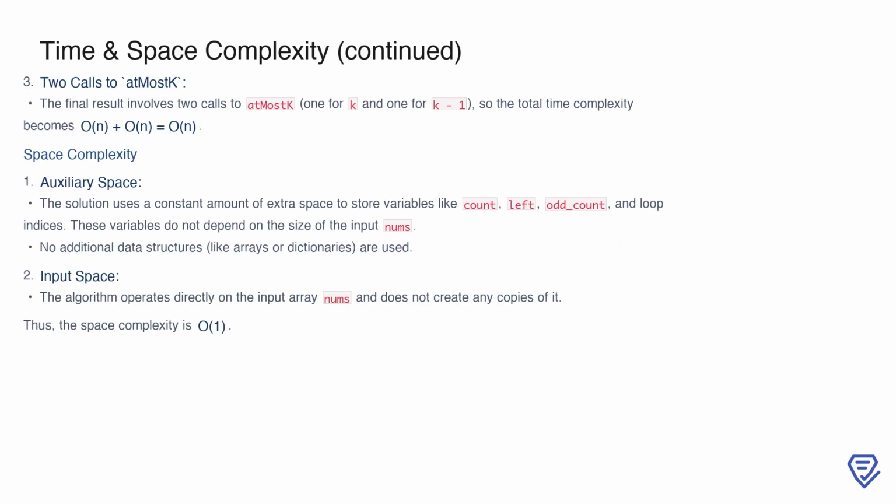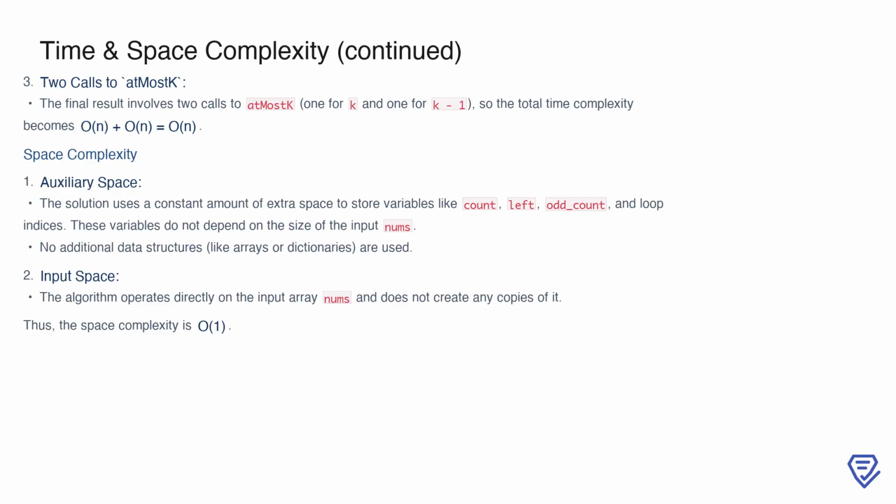To determine the overall time complexity of the solution, note that it involves 2 calls to the at most k function, one to calculate the result for k and another for k-1. Since each call to at most k has a time complexity of O(n), the total time complexity becomes O(n) plus O(n), which simplifies to O(n).